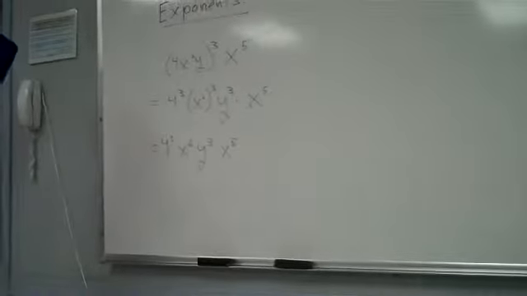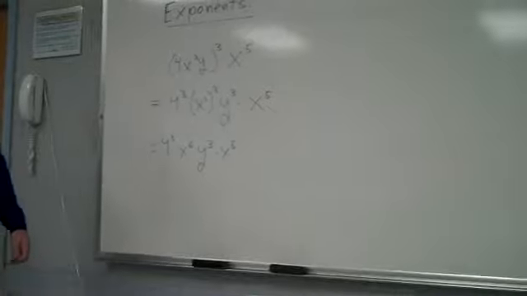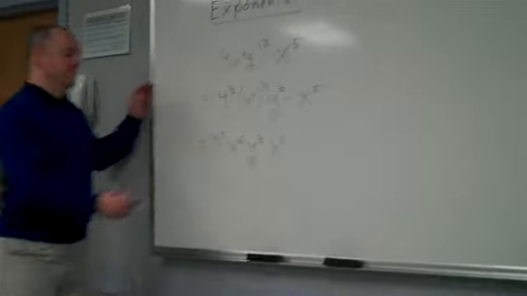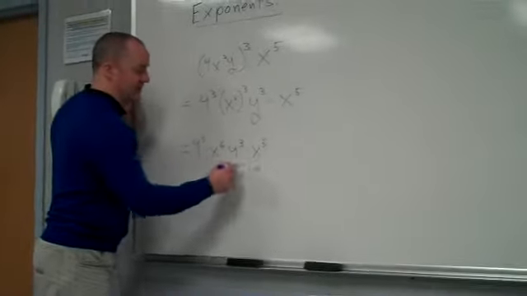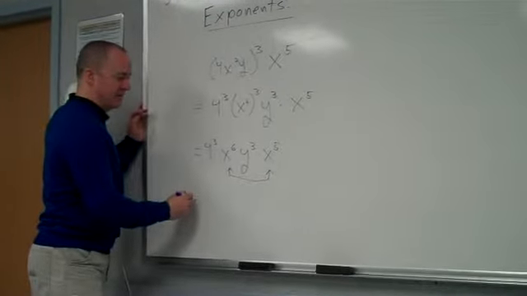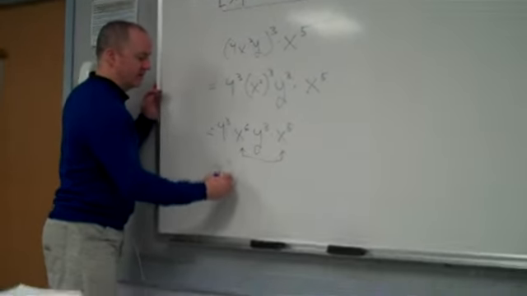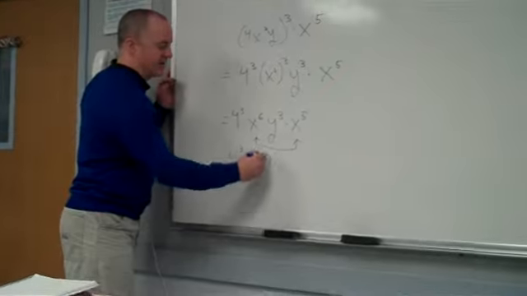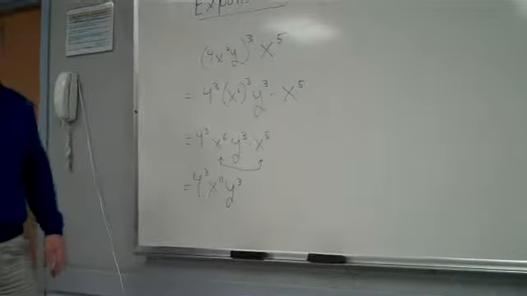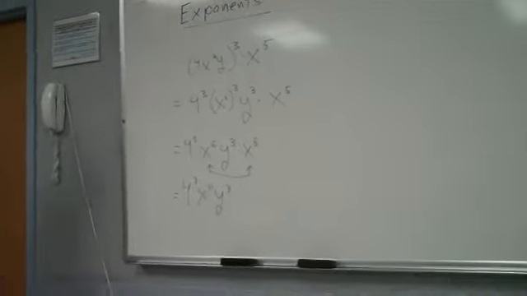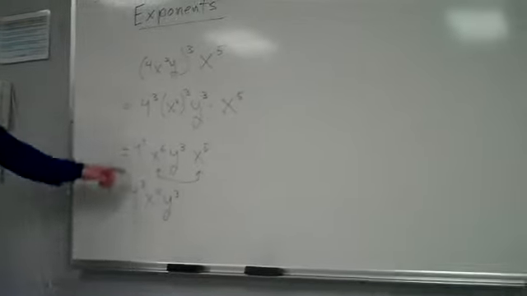Now, Jenny thinks she sees one more step. What is that step? And then you have the 2 x's, so you have to combine those, and that's going to be 4 to the third times x to the 11th times y to the third. Very good, Jenny. That's all correct.